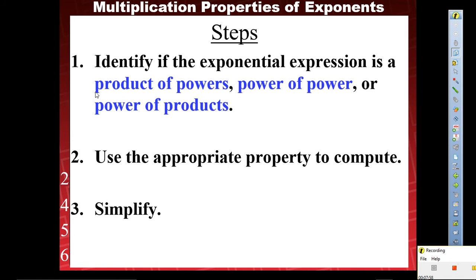Today we're going to focus on product of powers, and I'll show you what that is. Before we get started with the property, I want to talk about two of the properties that you've been using, but I also want to remind you about this.